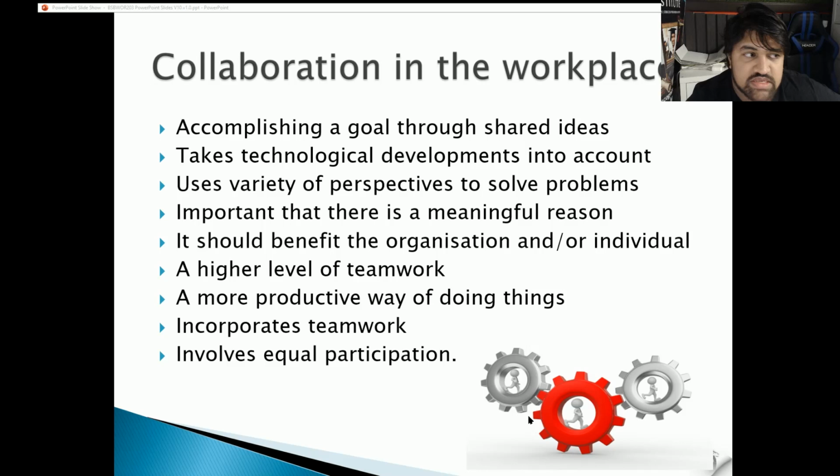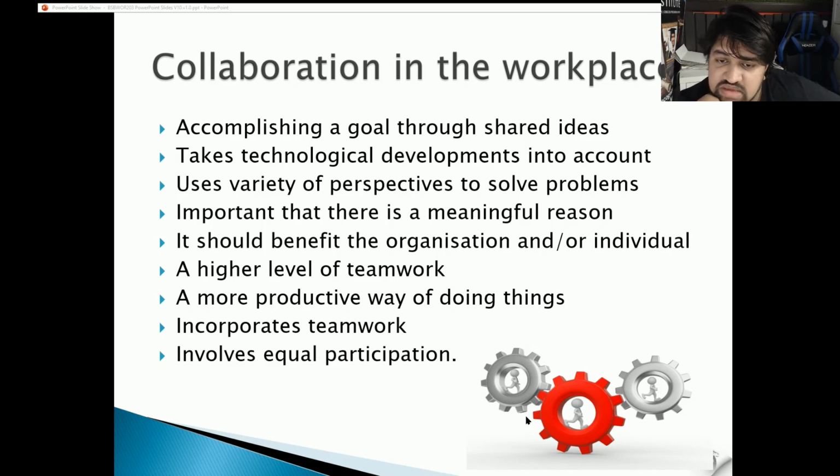Collaboration in the workplace. Accomplishing a goal through shared ideas takes technological developments into account. Use a variety of perspectives to solve problems. It is important that there is a meaningful reason to collaborate. It should benefit the organization and the individual.